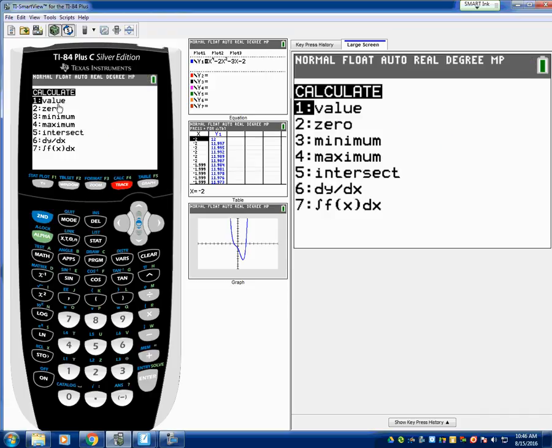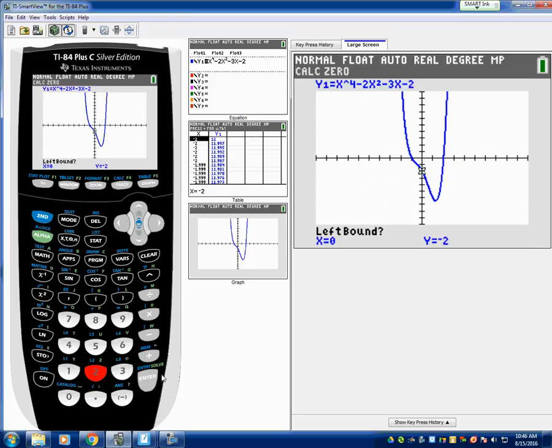That's the calculate menu. There are actually 7 things on here, and we're going to use number 2, the zero. So if you hit number 2 or scroll down. So here's how this works.